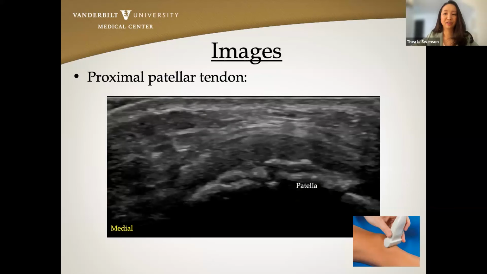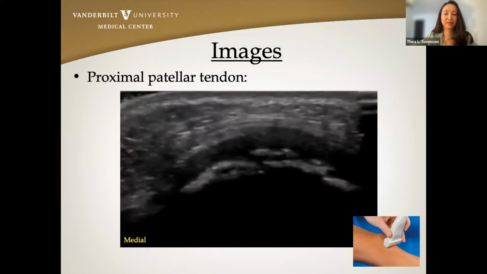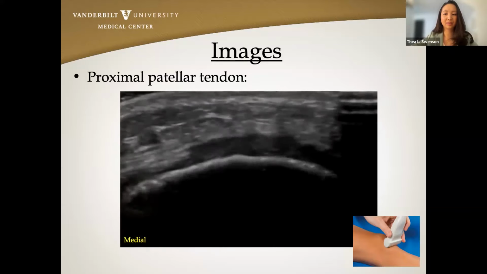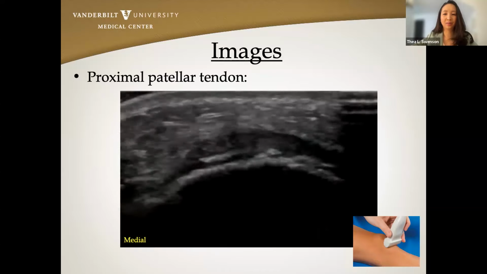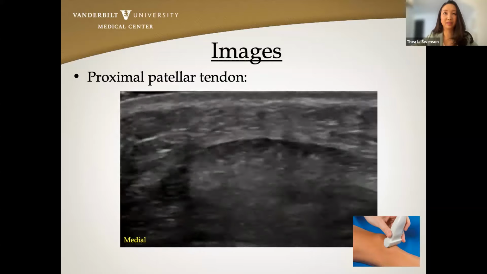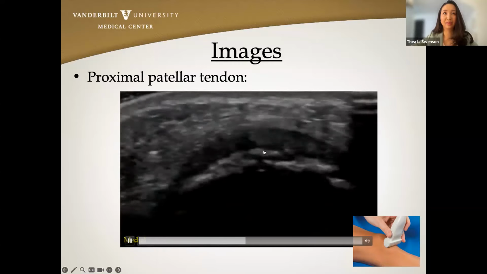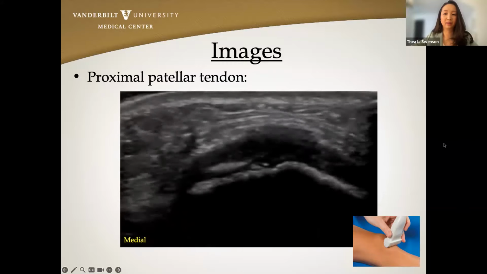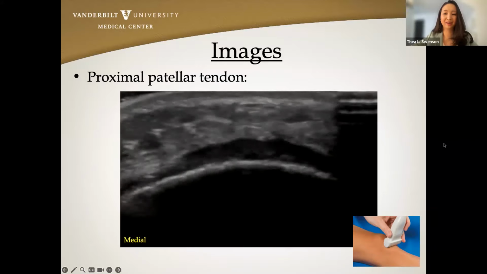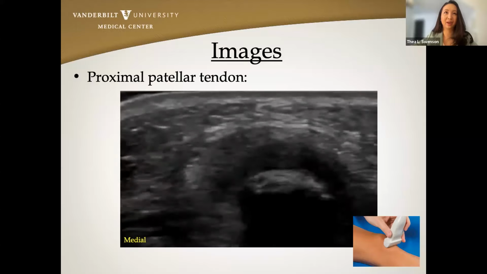This is now a transverse view of that area. And this is a video going from distal to proximal in the transverse view. And at the inferior pole, or when we get more proximal, is where we start seeing those changes in the patellar tendon. You can also put on color Doppler here and note that we do not see any vascularity or hyperemia.